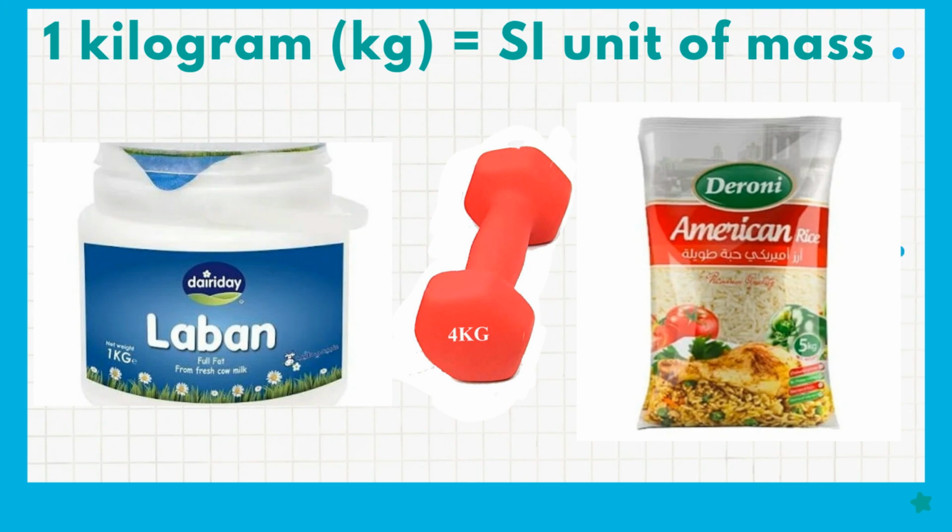SI unit of mass. The standard unit of mass is the kilogram. We also use grams, g, for lighter objects. Let's see these objects. The yogurt is 1 kilogram. The dumbbell is 4 kilograms. The American rice is 5 kilograms.